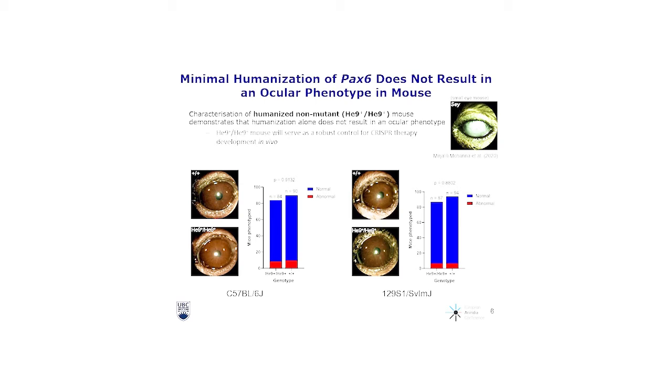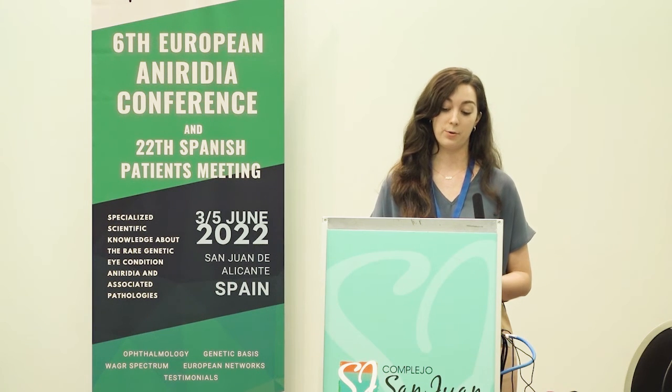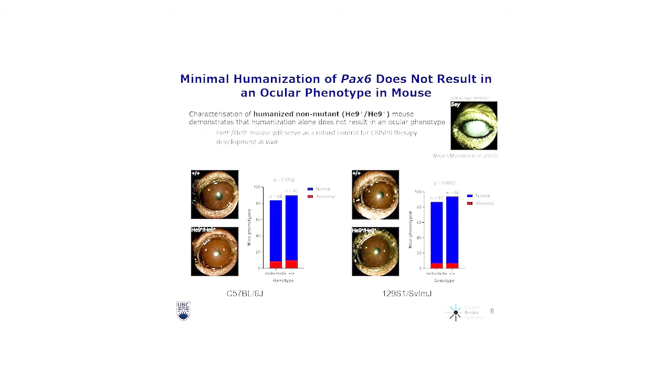And so the lab successfully established a humanized non-mutant mouse, which I'll refer to as He9, and I characterized this strain to demonstrate that the humanization event alone does not result in an ocular phenotype, and this is to ensure that our He9 mouse will serve as a robust control during CRISPR therapy development in vivo. And so if we were to expect to see an ocular phenotype, we'd expect to see features similar to those observed in the small eye or Sey mouse.